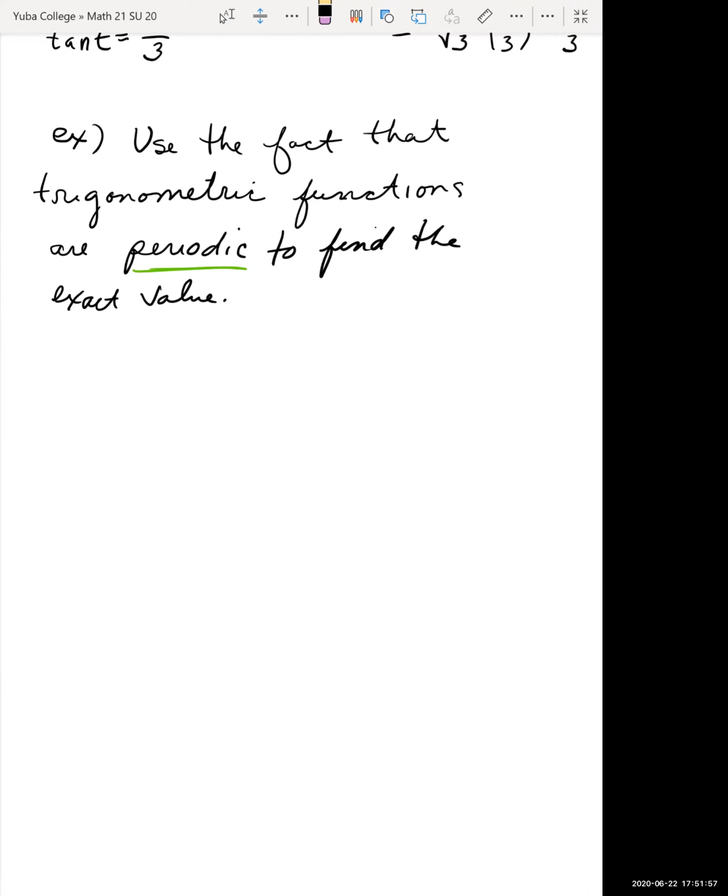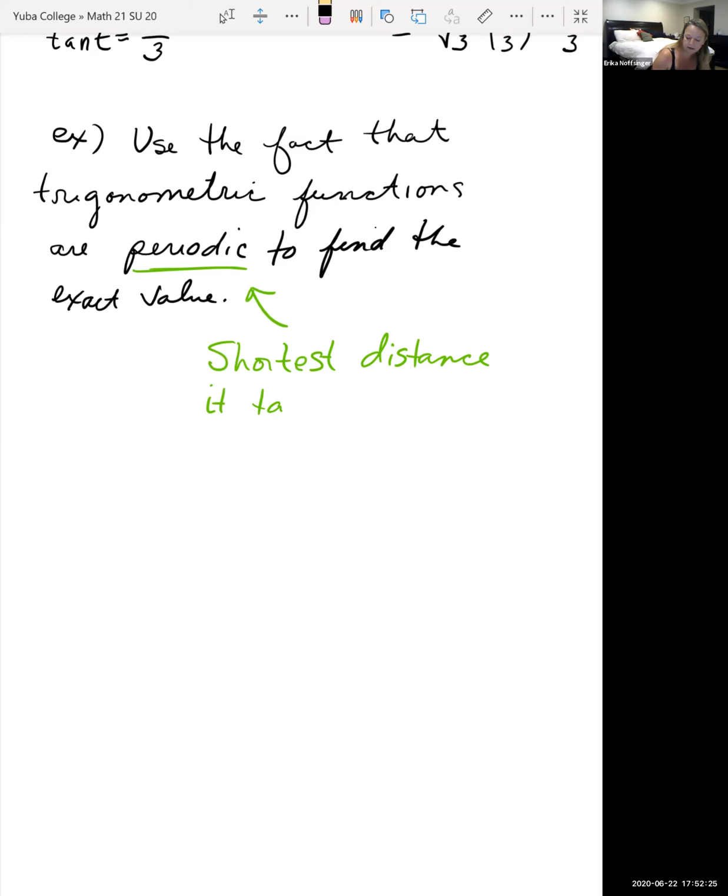Does that mean like every X amount of degrees? So basically it's going to start repeating itself. And you're right, every X amount of degrees or X amount of radians. And so the period is the shortest distance it takes the function to start repeating itself.